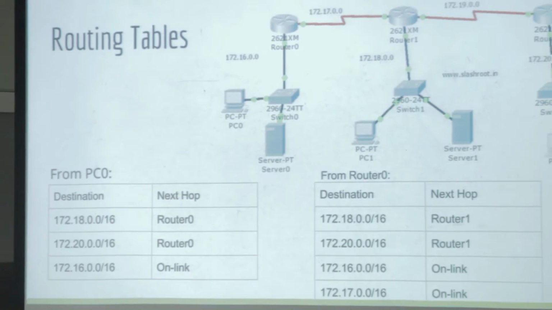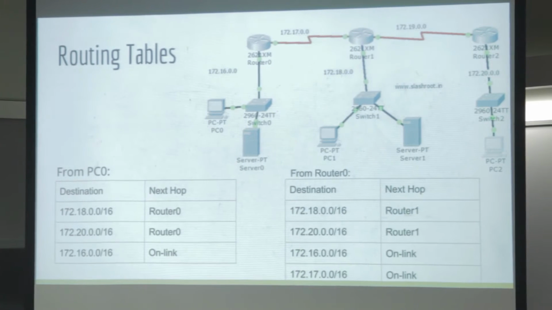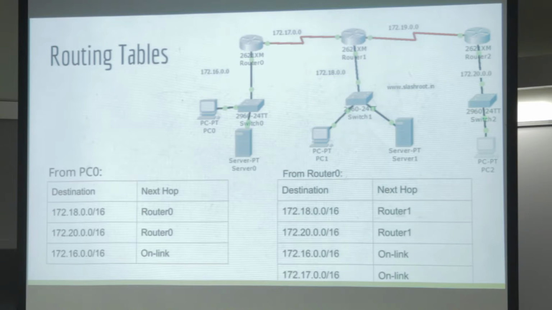So if we look at PC0 here, let's say PC0 wants to talk to a device in the 172.18 range. Its routing table is going to point to the nearest router, which is router 0 here. And we can see that in the routing table. Its next hop to that range is router 0. Same thing if you want to talk to this subnet, 172.20, from PC0. Its next hop is going to be router 0 as well, since it can't just skip ahead and talk to something else, it has to go through its first next hop.